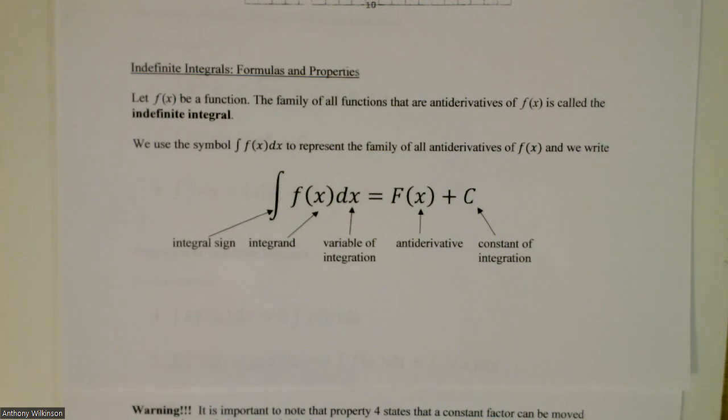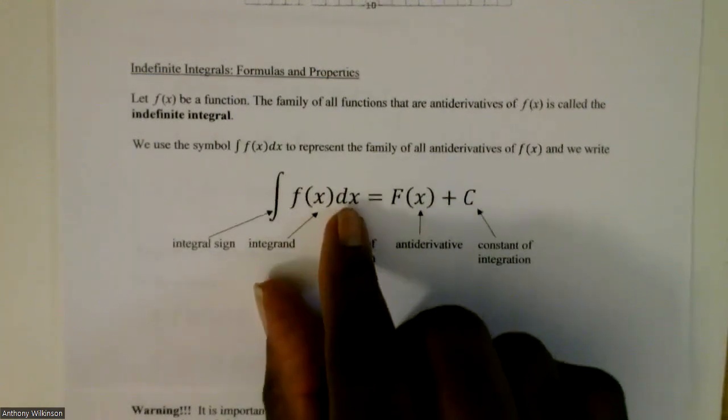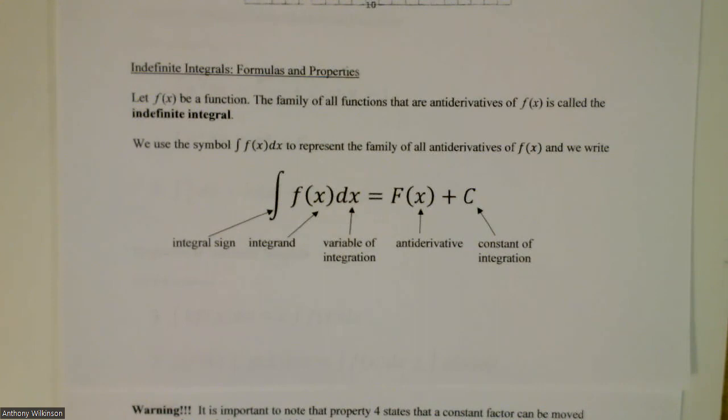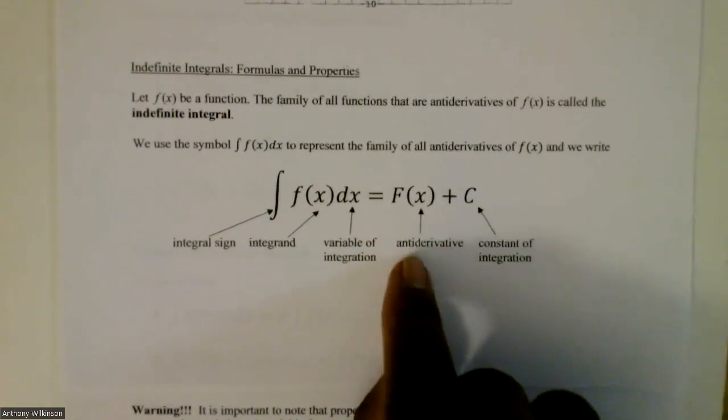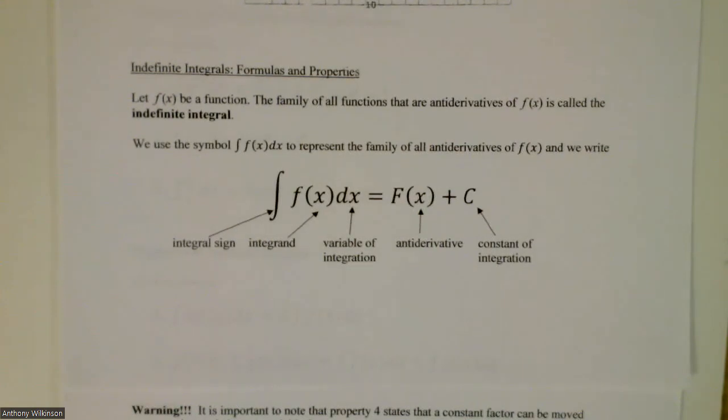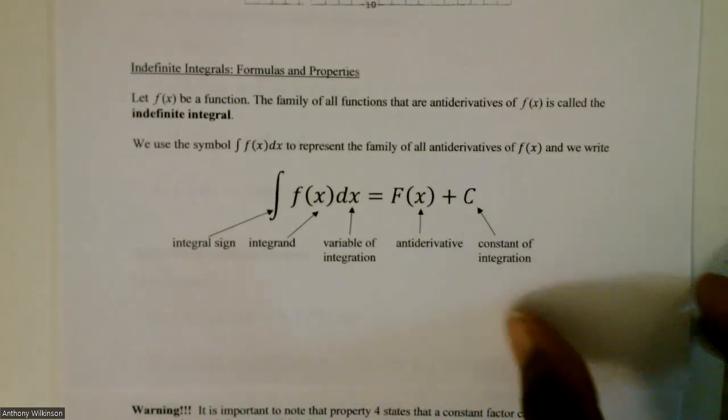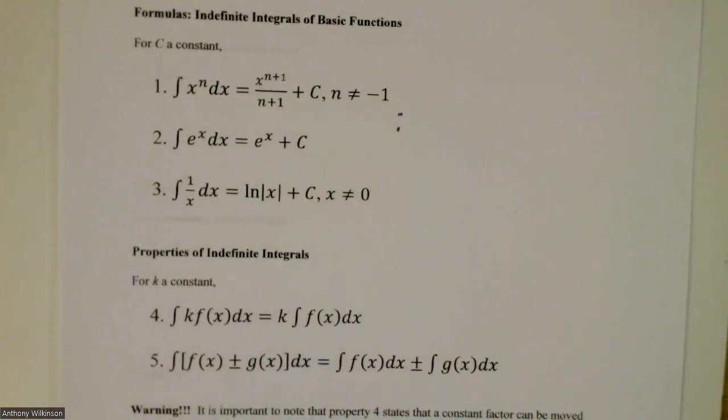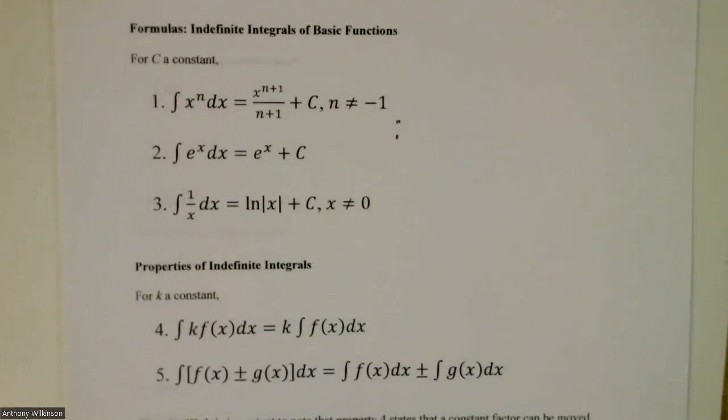It could be something like f of t, so that means your variable of integration would be dt, or it could be f of some function r, then that means your variable of integration would be dr. And then that's going to be equal to capital F of x, your antiderivative. The plus c will be the constant of integration. Okay. Now, anytime you take an indefinite integral, you're always going to include plus c, that constant of integration.